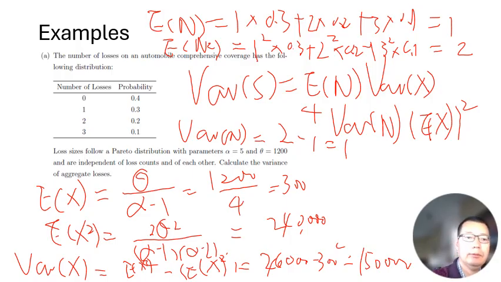Now, once we have E[N], Var(X), Var(N) and E[X], we can calculate the Var(S) using this formula. So the final result is 240,000.